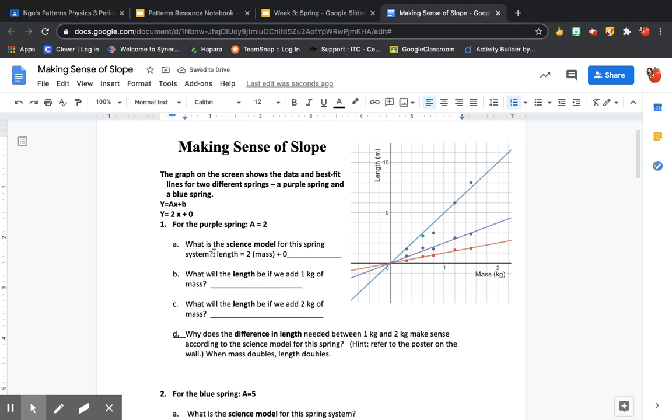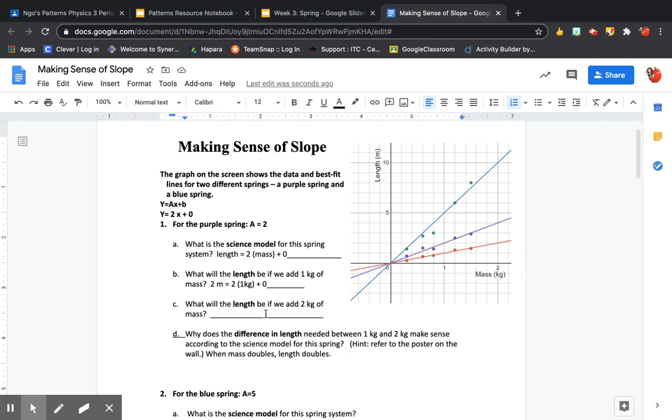To figure out what the length is at 1 kilogram, so this is the mass, because it says 1 kilogram of mass, all I need to do is take the 1 and plug it into the equation. So what I can do is I can copy this down. All right, so I know this is 1 kilogram. And 2 times 1 is 2, plus 0 is still 2. So my length is 2 meters. So I know these units because it is marked on the graph as well.